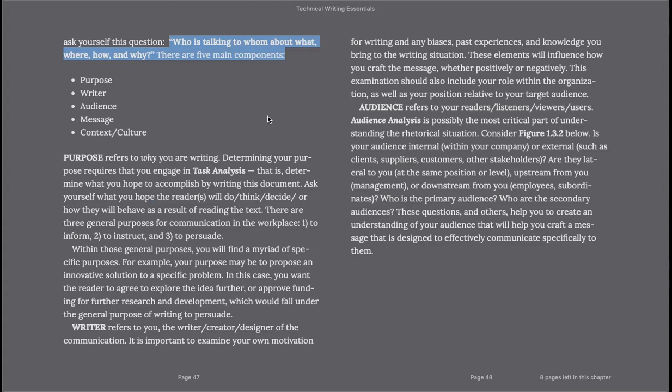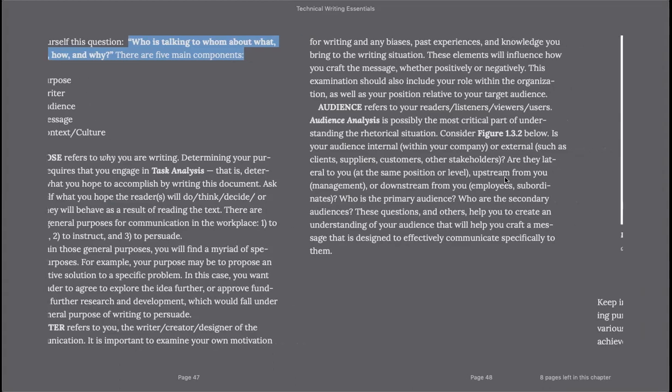Who you're writing an email to, or technically writing to, who is your audience, to whom, and what is it about, where is it located, like through what medium, for example, you're writing this correspondence, how you're writing it, if it is formal, informal, semi-formal, and why are you writing it? Before you let anybody else analyze your audience and the information that you're writing, you need to do it.